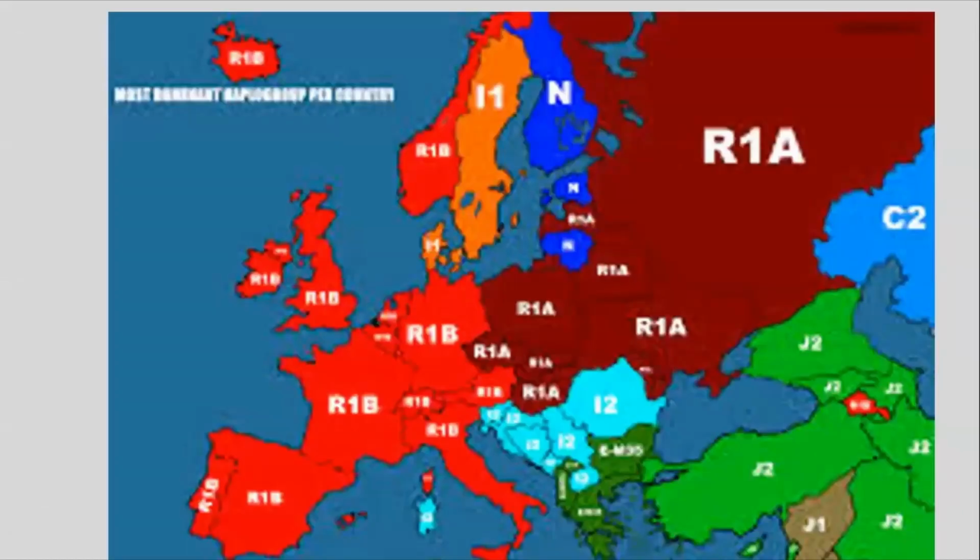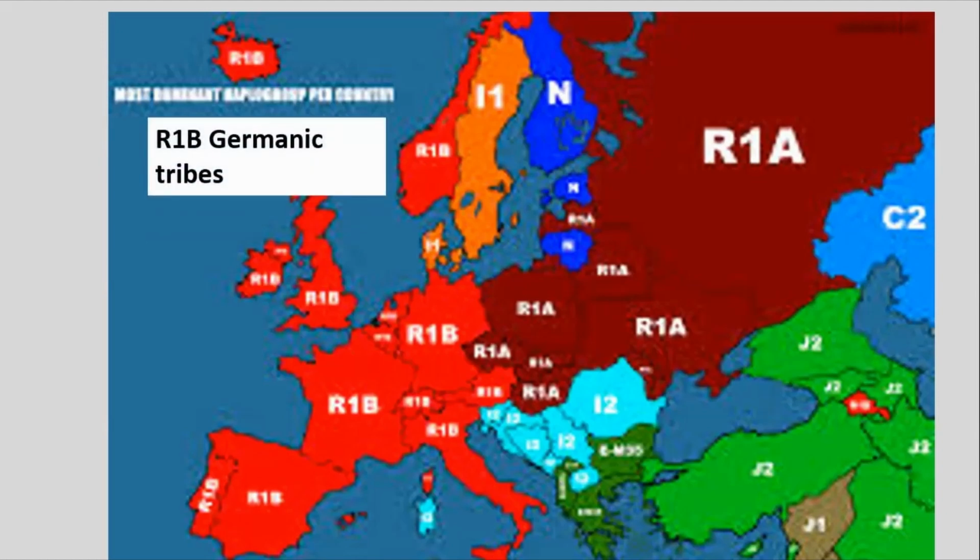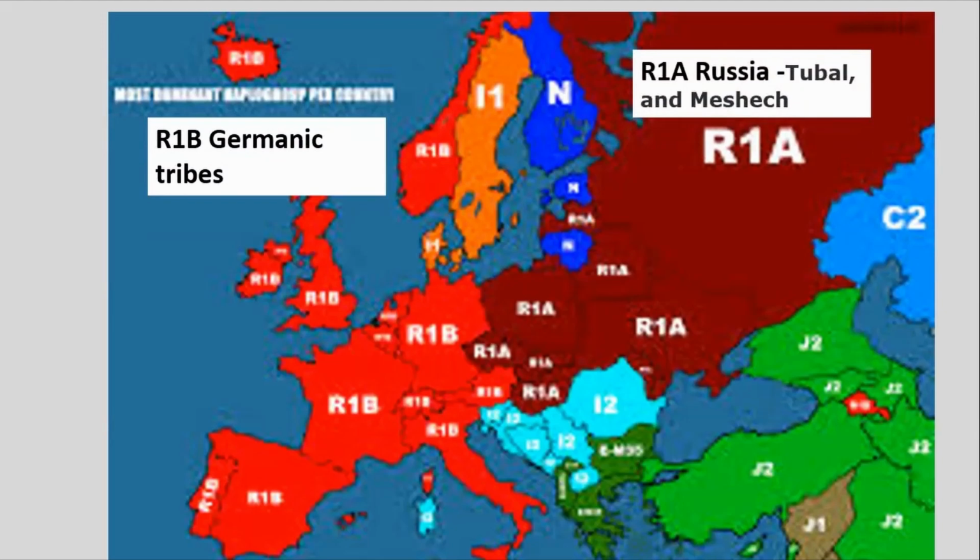All right, so we'll start first. This is a map, obviously, of Europe. And notice that this is the DNA for Europe, R1b. That would be the Germanic tribes. And then you had Russia here, which is R1a. They look very similar to us, and they're in the same regions. How they decide to name these things, I'm not sure, but R1a is going to link back to Russia and Meshach and Tubal. So R1b was the Germanic tribes. The R1a is Russia. Now that is Tubal and Meshach.